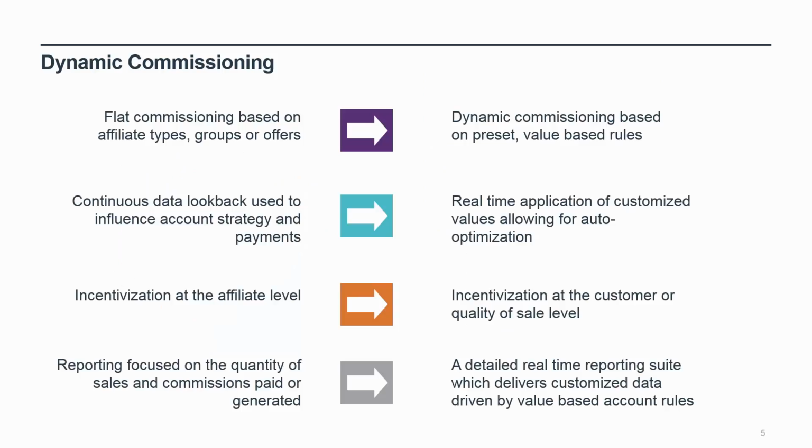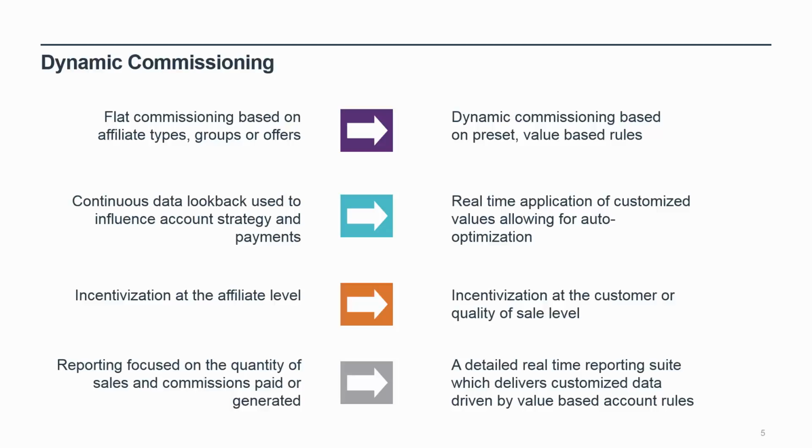Let's take a look at some of the capabilities for a basic or itemized account compared to dynamic. Programs with basic or itemized pixels can offer flat commissioning based on the affiliate types, groups, or offers. With Dynamic's robust functionality, commission can be based on preset value-based rules. Before dynamic commissioning was available, advertisers had to continually look back at data in order to strategize. Dynamic allows for real-time automation optimization.